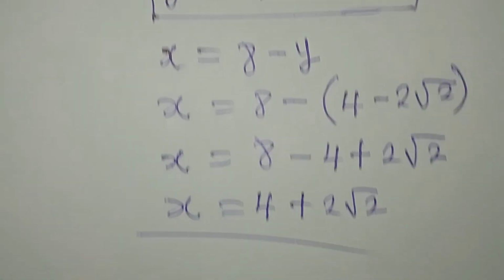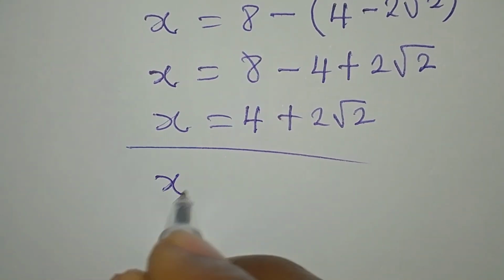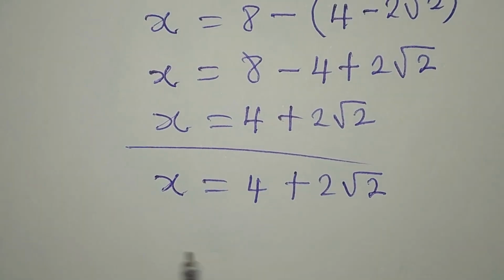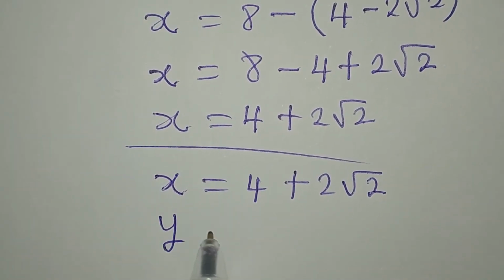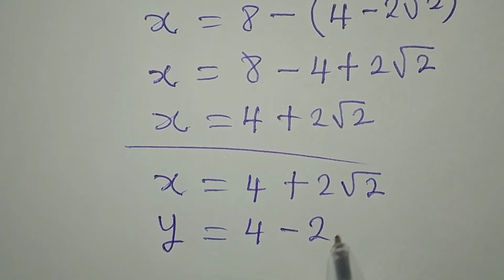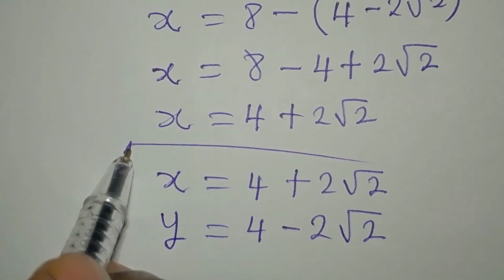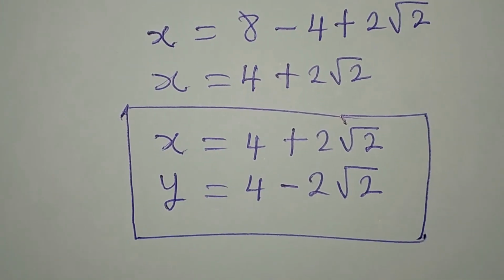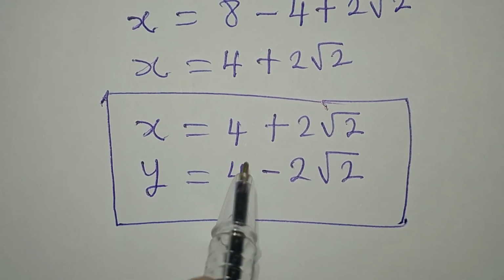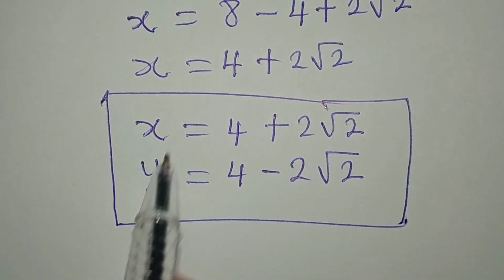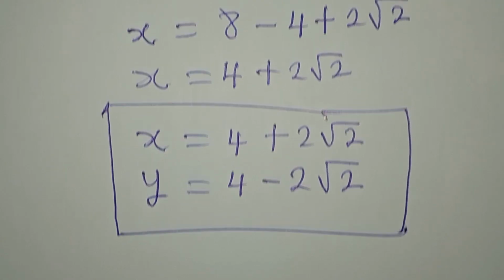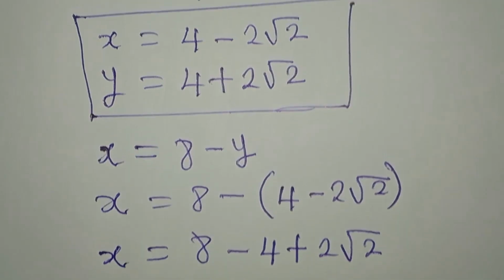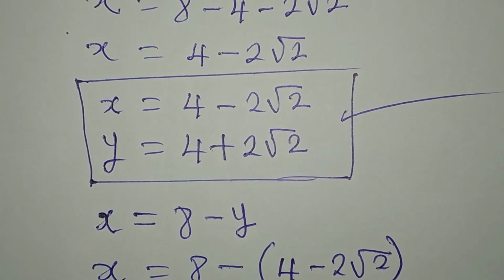So from here now, what are we saying? We are saying that when x is equal to 4 plus 2 root 2, we have y equal to 4 minus 2 root 2. Okay, so from here we have this value of x and y. But this value of x and y are not the only solution to the equation. Even though this will satisfy, we still have other set of values, which is this, that would also satisfy.